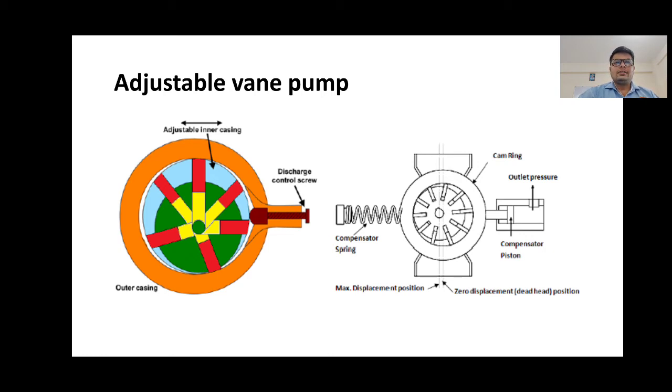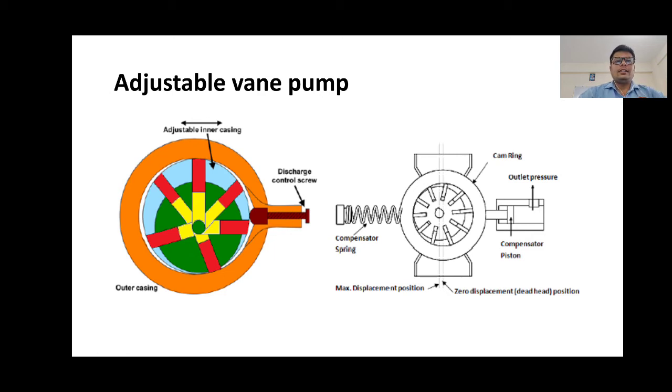So the eccentricity of the rotor with respect to the cam ring is adjusted by the movement of the screw. The delivery volume increases with the increase in eccentricity, and this kind of arrangement can be used to achieve variable volumes from the pump and is known as a variable displacement vane pump.